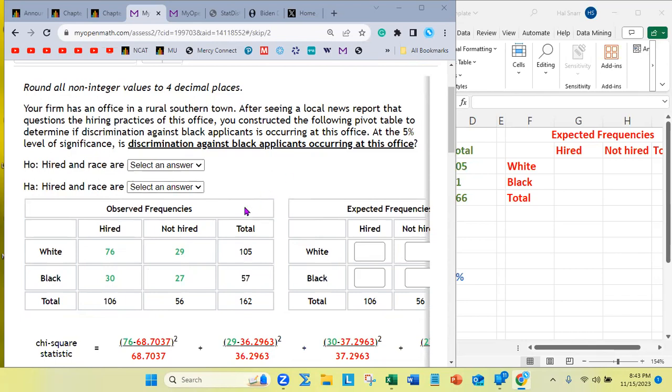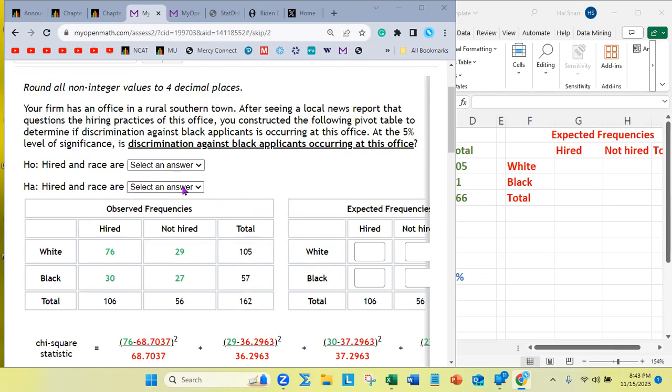Now, this test doesn't tell you that discrimination is happening. What it does is it suggests there may be a dependency between race and status of applicant, whether they're hired or not hired. Okay, so this would be like step 1 in several steps to determine if discrimination is occurring.